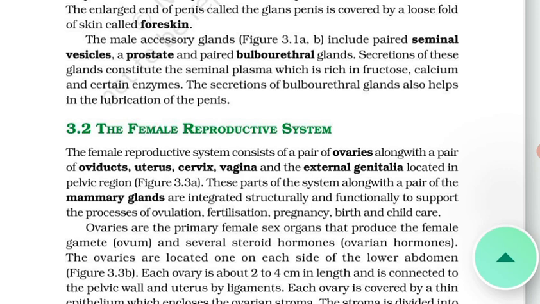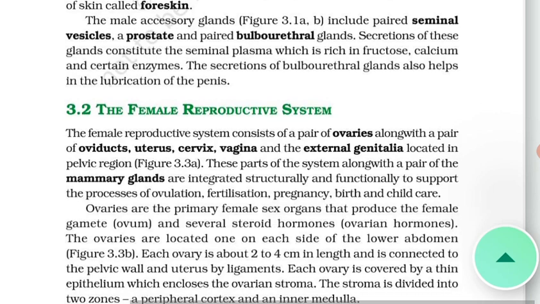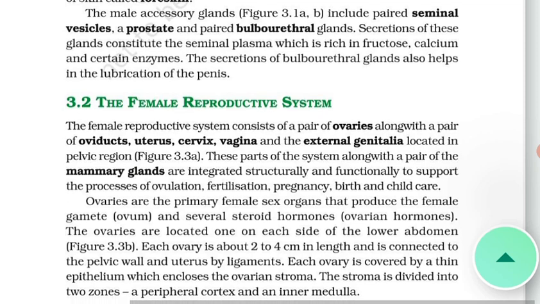ठीक है, prostate single. Secretion of these glands constitute the seminal plasma, which is rich in fructose, calcium and certain enzymes. The secretion of bulbourethral glands also helps in the lubrication of the penis.